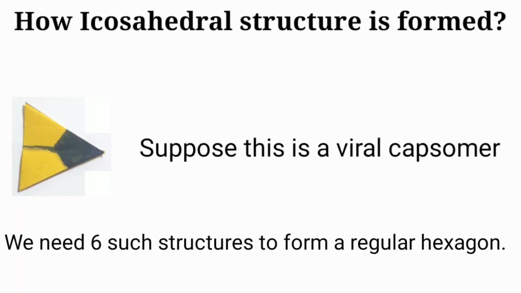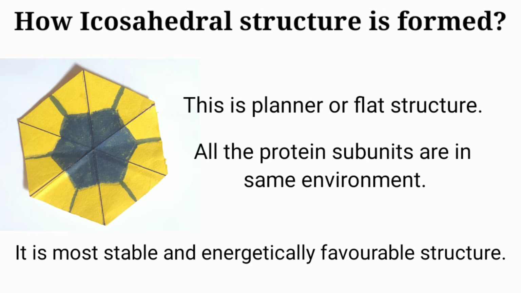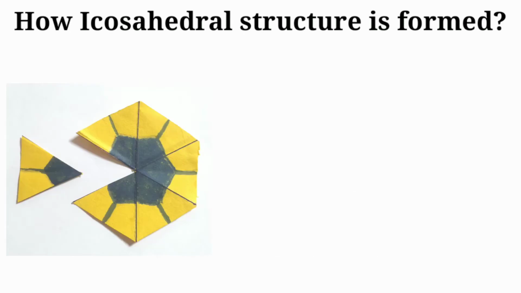If 6 such structures arrange in this way, a regular hexagon will form. This structure is energetically favorable. That means it requires less energy to stabilize the structure. But a hexagon is a flat or planar structure. If a virus arranges subunits in this way, an enclosed structure will never form.